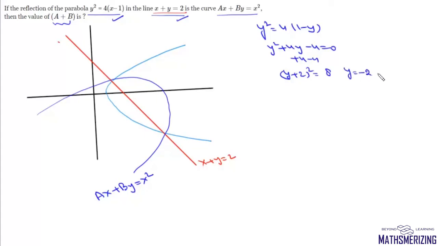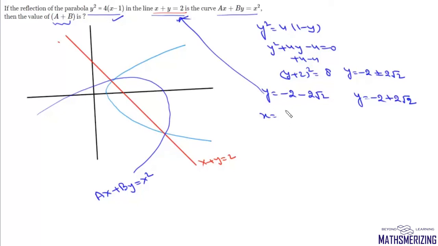So it will be y equals minus 2 plus minus 2 root 2. So one of the points of intersection is y equals minus 2 minus 2 root 2, and another one will be y equals minus 2 plus 2 root 2. Now we'll put the value of y in this equation and then we'll write the value of x. So here the value of x will be 2 minus y. So it will be 4 plus 2 root 2, and here it will be 4 minus 2 root 2.